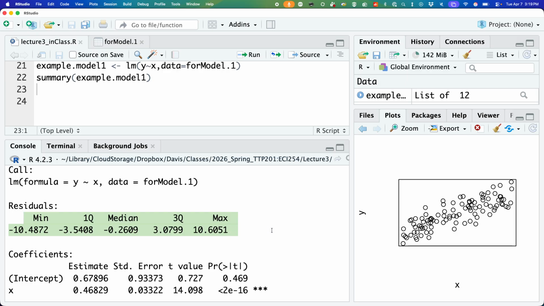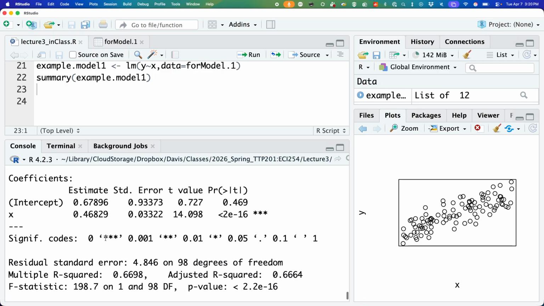Who knows what residuals are? Any ideas? Okay, so residuals are simply the errors. So that is the size of the distance between my point and my predicted line. Okay. And so you have a bunch of residuals, right? Because you have many points. And so this is kind of the range of the size of the residuals. So it's giving you some summary statistics about that. And we'll talk more in detail about residuals and what to think about with that a little bit later.